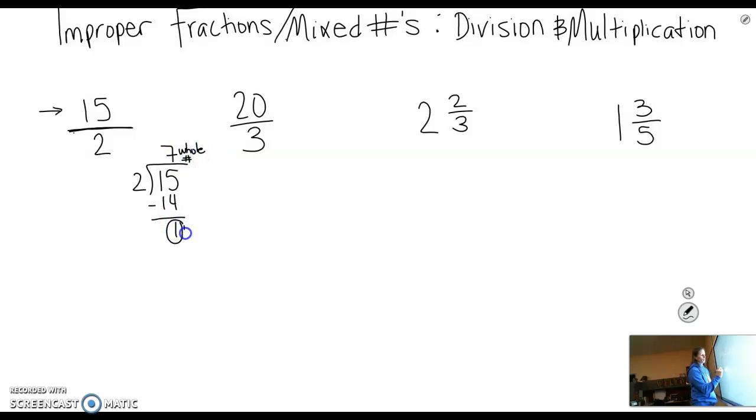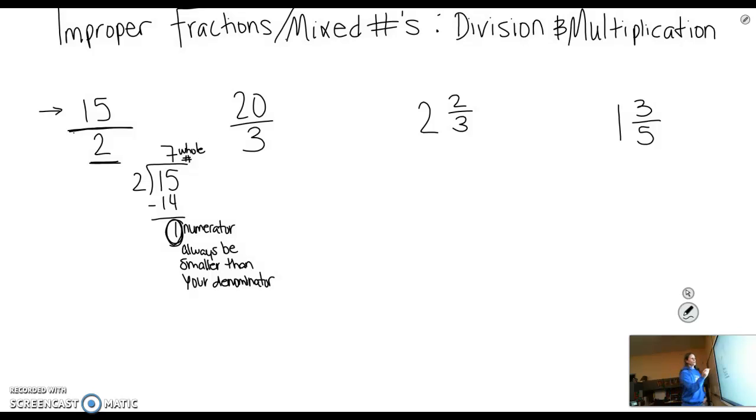Okay, so this is our new whole number for our mixed number. And this is our new numerator. This should always be smaller than your denominator. Our denominator here is 2. If your new numerator is larger than your denominator, then you need to go back and check your division math, your subtraction, and make sure that you got the right number up there.